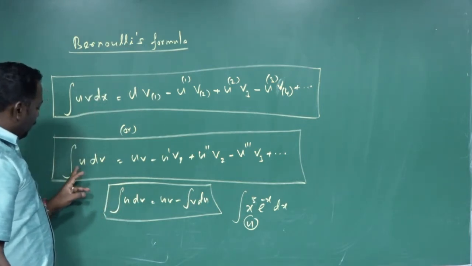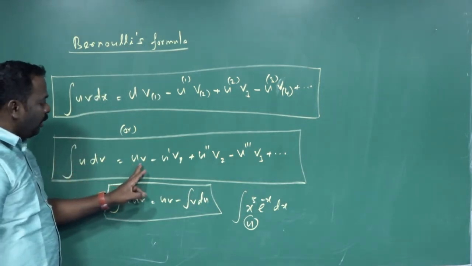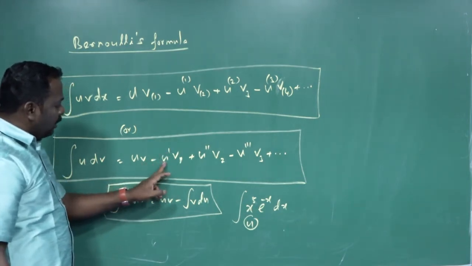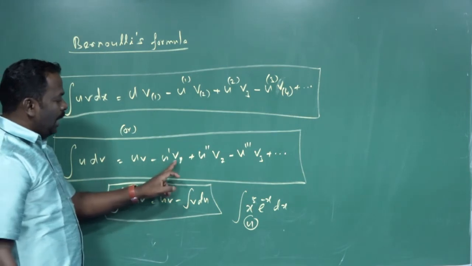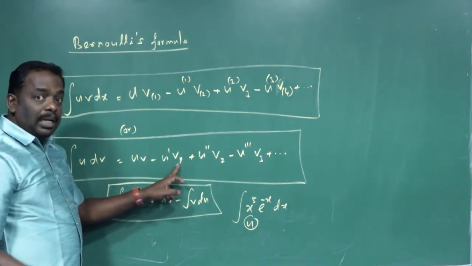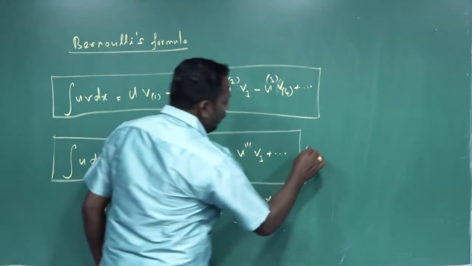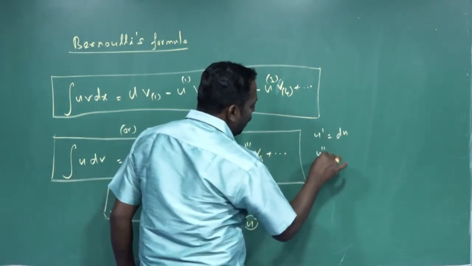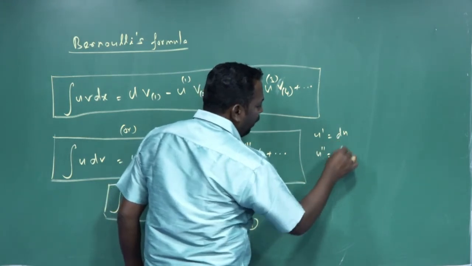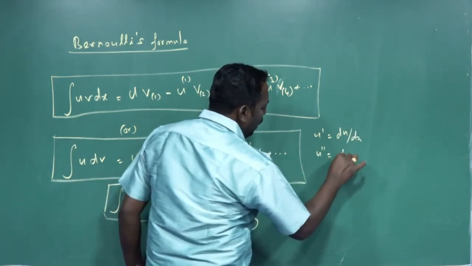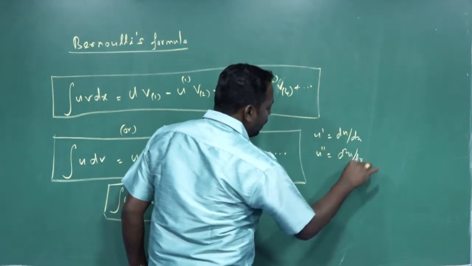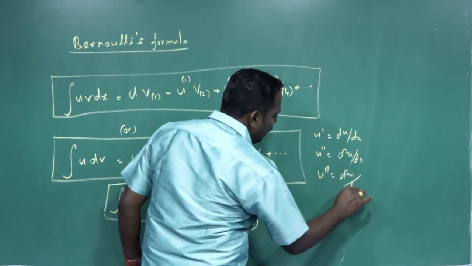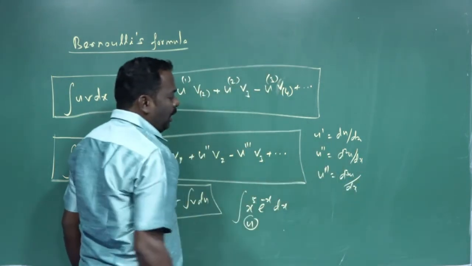And here integration u into dv is equal to u into v minus u dash into v1. u dash is the first derivative of u, and v1 is what? The integration of v. u dash is du by dx. Then u double dash is d square u by dx square, like that. u triple dash is d cube u by dx cube with respect to x, and it keeps going.